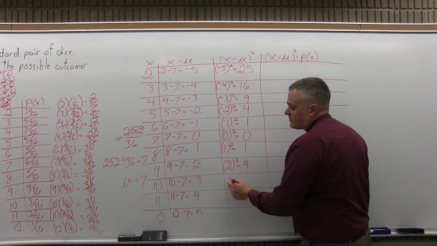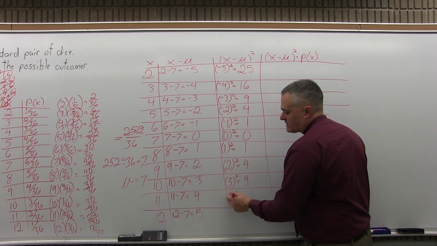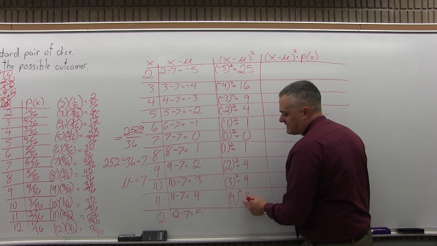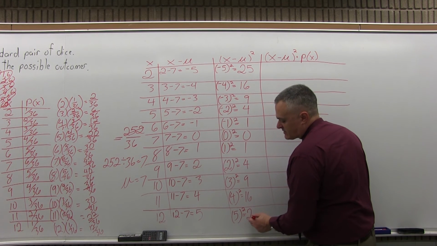Then x minus mu was 3. 3 second power, 3 times 3 is 9. Then x minus mu was 4. 4 second power, 4 times 4 is 16. And finally, x minus mu was 5. 5 second power, 5 times 5 is 25.